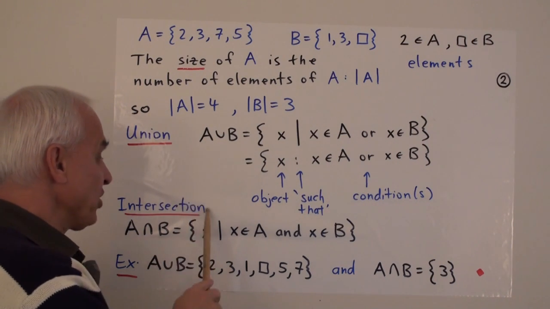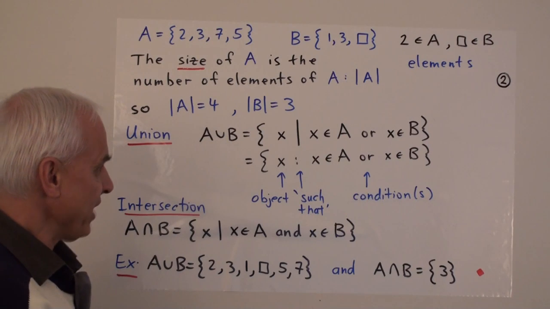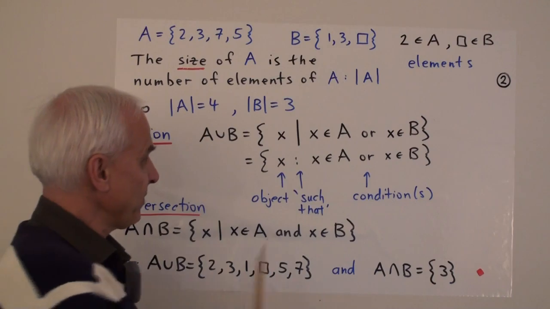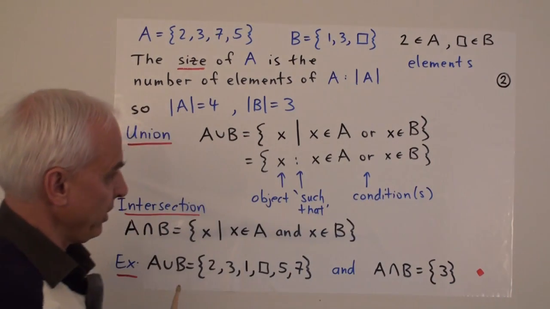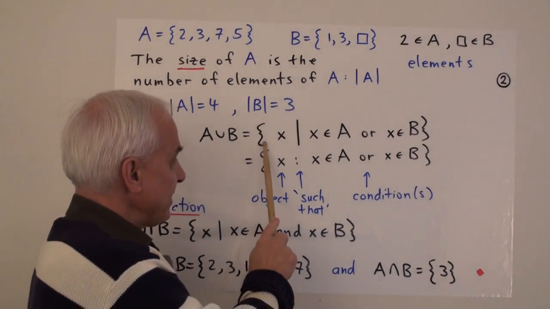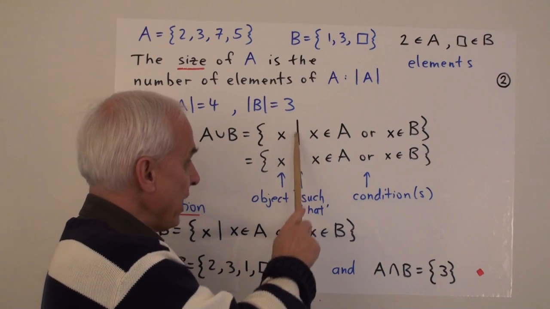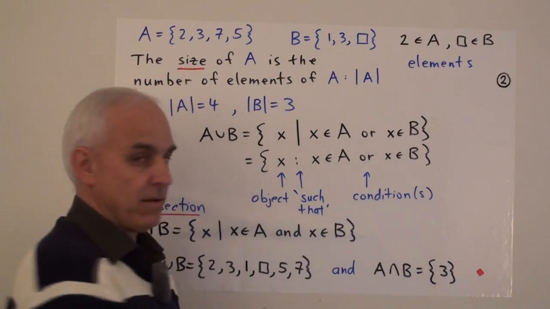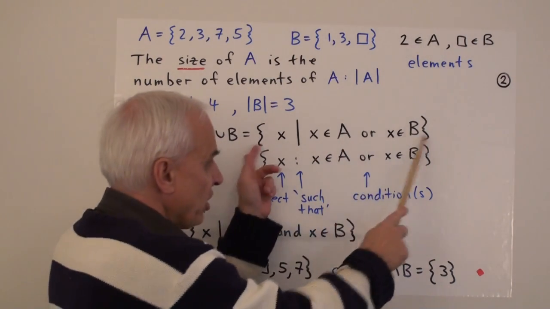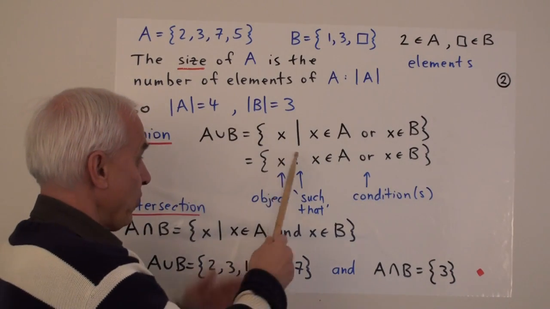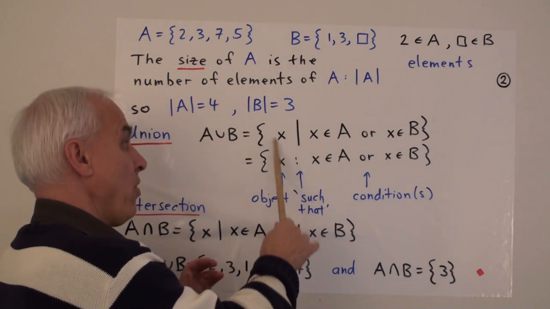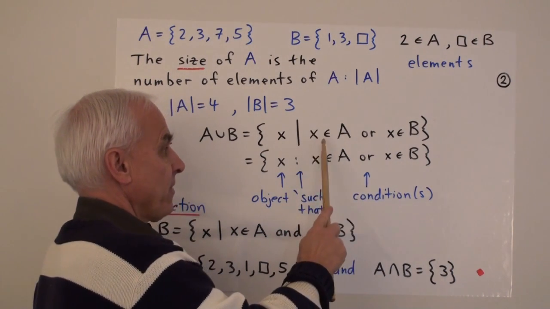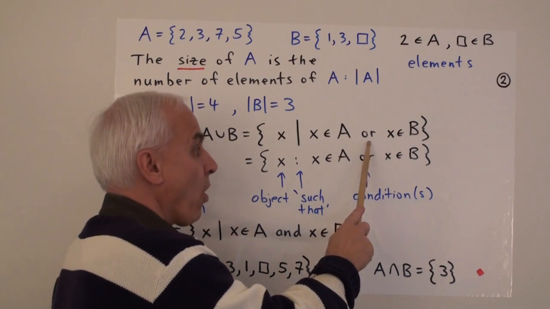Two important operations with sets are union and intersection. Here is the union of A and B, which is, here's a very important kind of notation that we use. It's the set of X such that X is in A or X is in B. This is a description of a set. It's telling us that we're going to make a collection of all those things X that satisfy this condition, that X is either in A or it's in B.